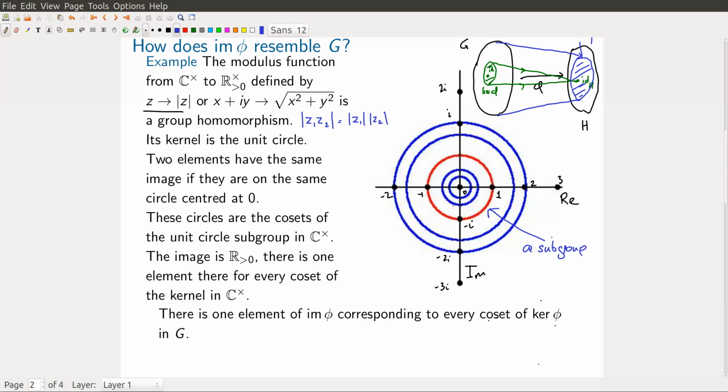Okay, so the red one is a subgroup. It's the kernel of the modulus function, the set of all complex numbers of modulus 1. The blue circles are cosets of this subgroup.